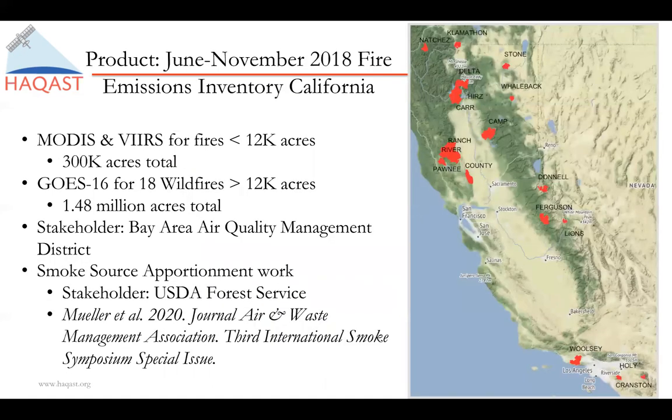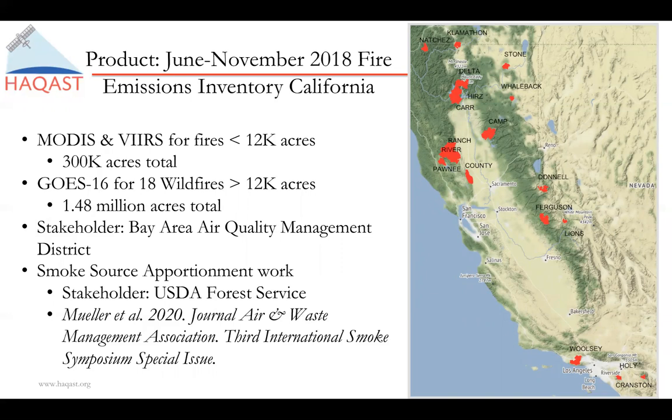So that's one product that we've been working on to develop and use and work with users on as part of our NASA HAQAST project. And I wanted to point out that we also have another product that we came up with, and it's a fire emission inventory for June through November of 2018 for California. And this includes, we used the GOES-16 fire detections for the 18 wildfires that were larger than 12,000 acres. And this was for almost 1.5 million acres total.